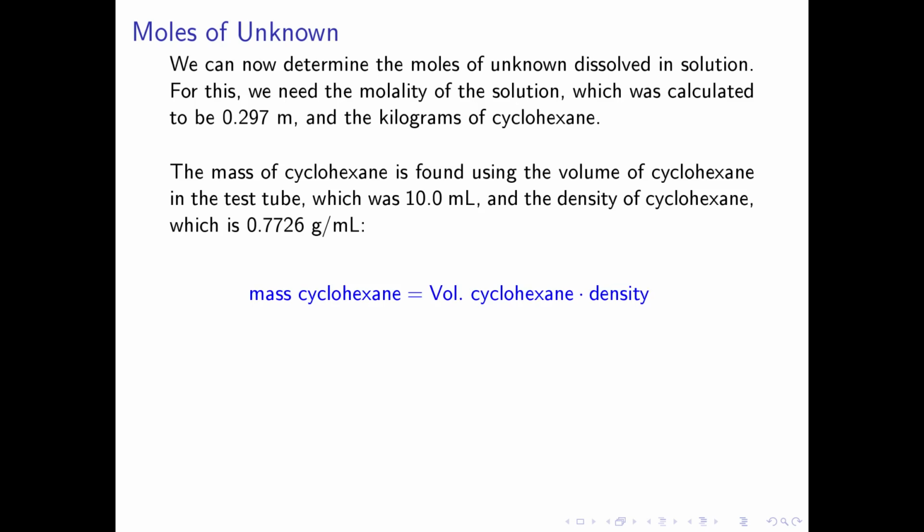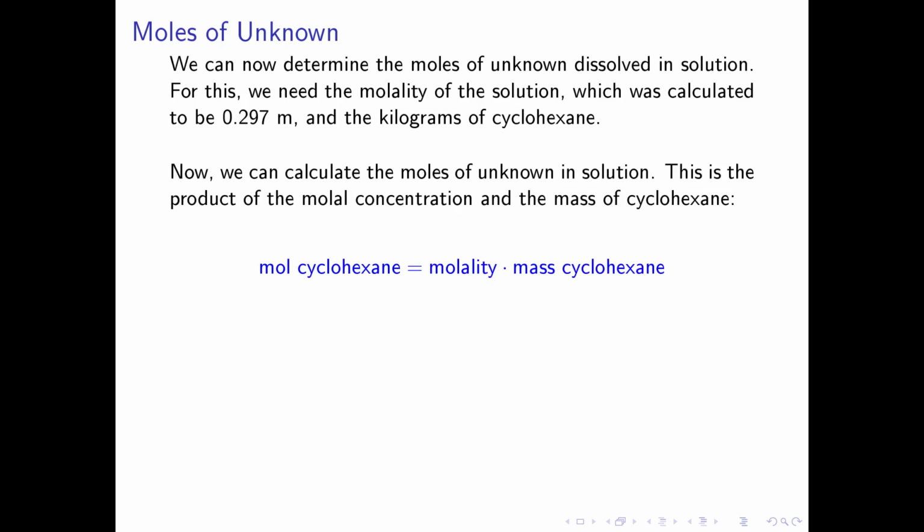The mass of cyclohexane is equal to the volume of cyclohexane times the density, with the proper conversion factor at the end. This is equal to 10.0 milliliters times 0.7726 grams per milliliter times the conversion of 1 kilogram per 1,000 grams, which results in a mass of 0.00773 kilograms.